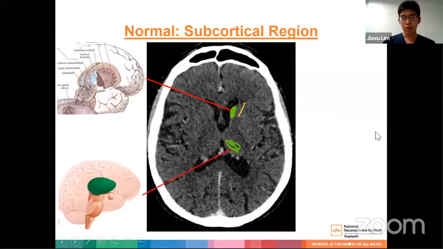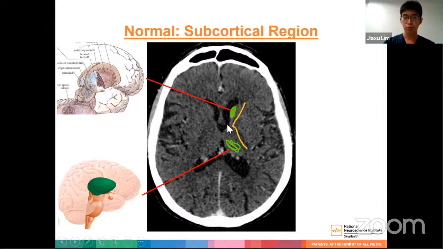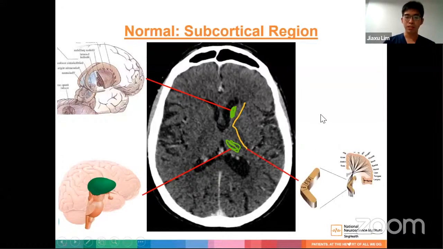Okay, and we can see the internal capsule right over here. We have the anterior limb of the internal capsule. We have the genu over here, which is just lateral to the foramen of Monro. And we have the posterior limb of the internal capsule. And just lateral to it, we have the lentiform nucleus.